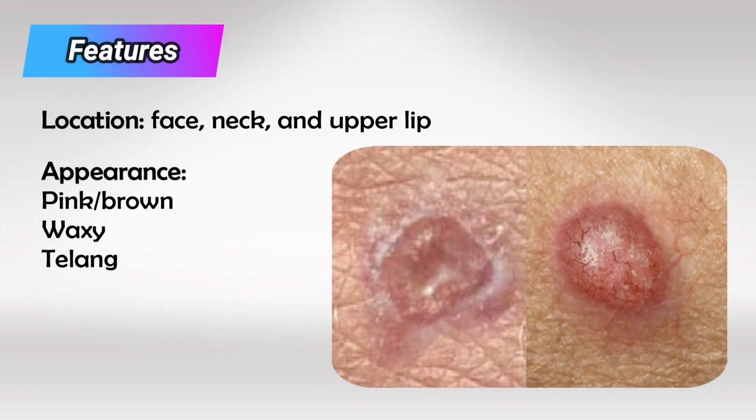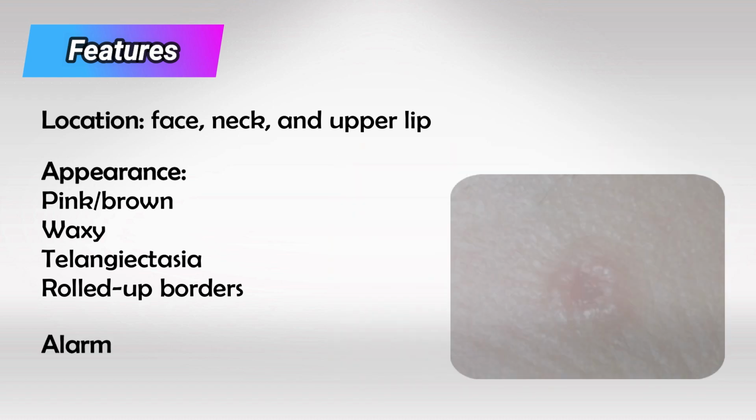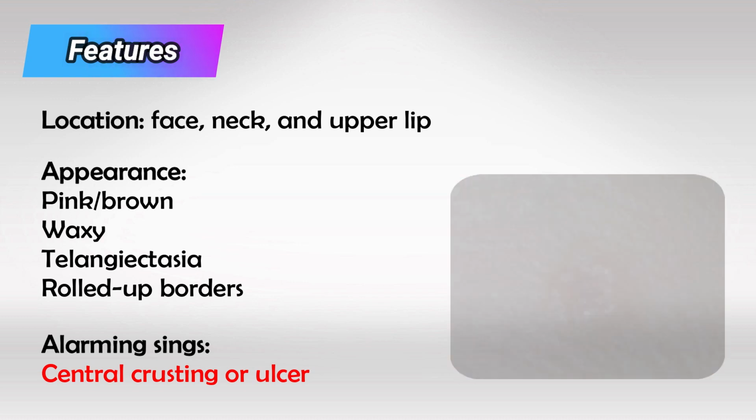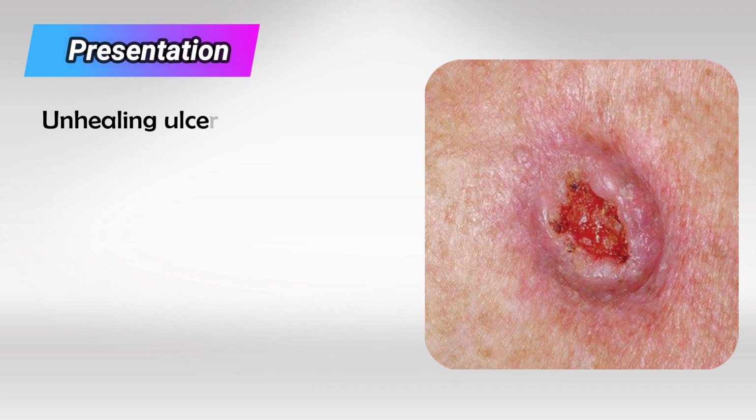The lesion itself will be very pink or sometimes brownish, and sometimes it appears shiny or waxy, with surrounding telangiectasia and rolled up borders. The presence of crusting or ulceration, especially in the center, is a sign of progressive or long-standing basal cell carcinoma. The most common presentation is an ulcerated lesion that has not healed for a long time.